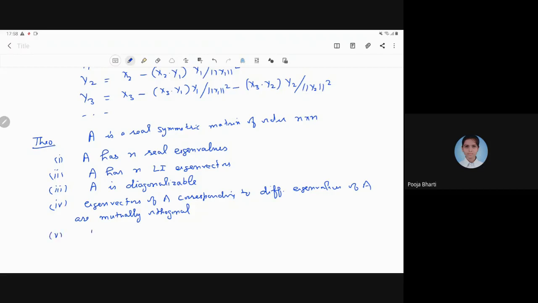One more property about real symmetric matrices. There exists an orthonormal set. In case of a real symmetric matrix, you can always construct an orthonormal matrix P such that P inverse AP is equal to a diagonal matrix, where the diagonal matrix is exactly carrying the diagonal entries as eigenvalues of A, and P carries the linearly independent eigenvectors of A.